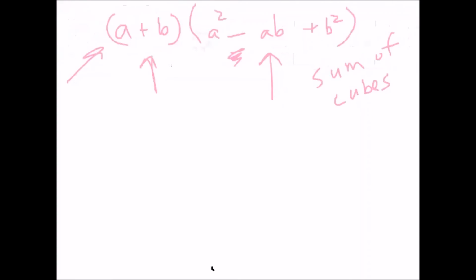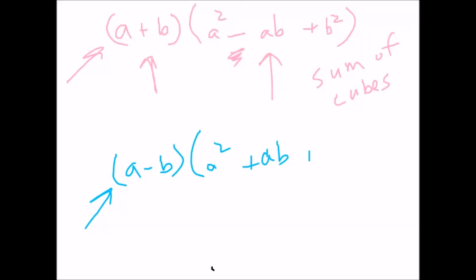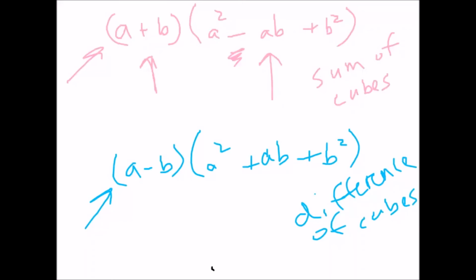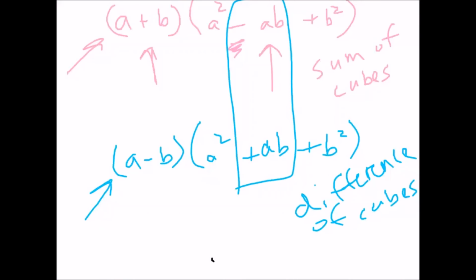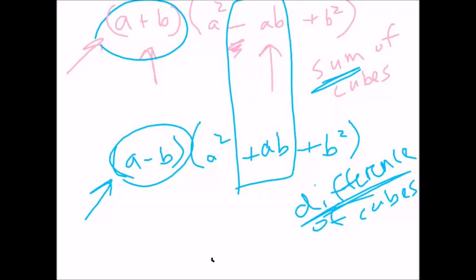Okay, how can you remember the difference of cubes one? Well, it starts out the same. It's a minus b to remind you that it's the difference of cubes. And this one's opposite, so a squared plus ab plus b squared. That's the difference of cubes. So everything's the same between those two, except that one part in the middle, right here. For the sum, it's negative, and for the difference, it's positive. But everything else is going to be exactly the same. The front just reminds you what you started with, the sum. This one reminds you it's the difference.